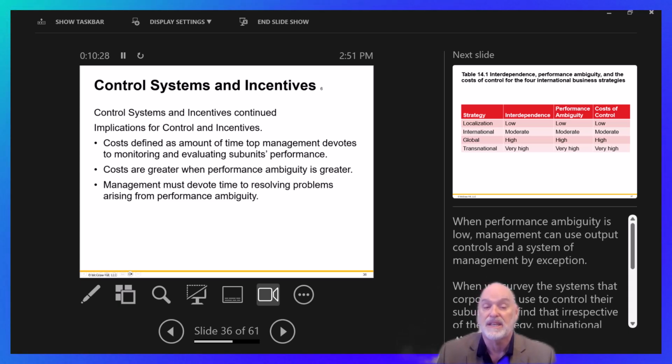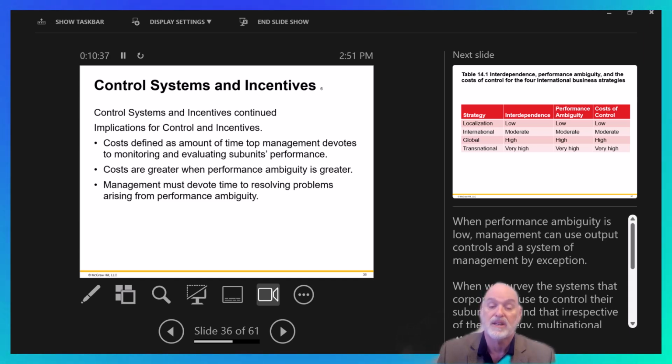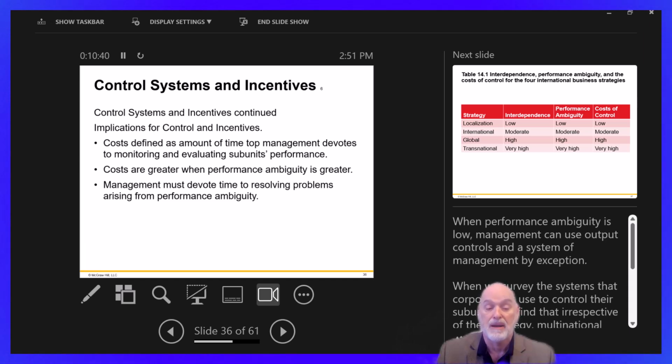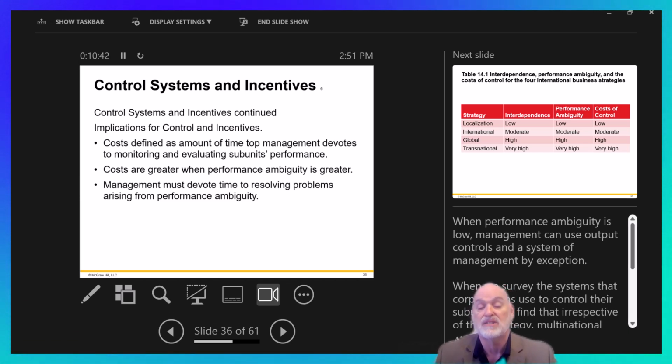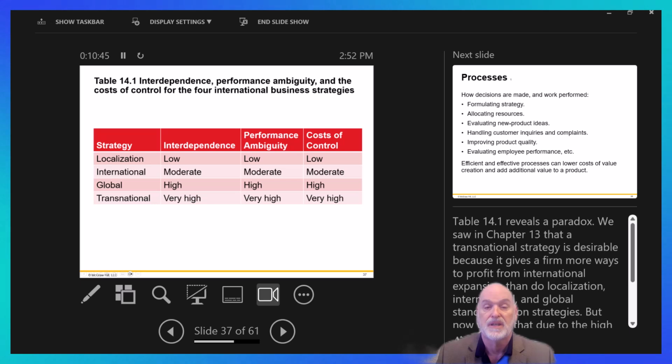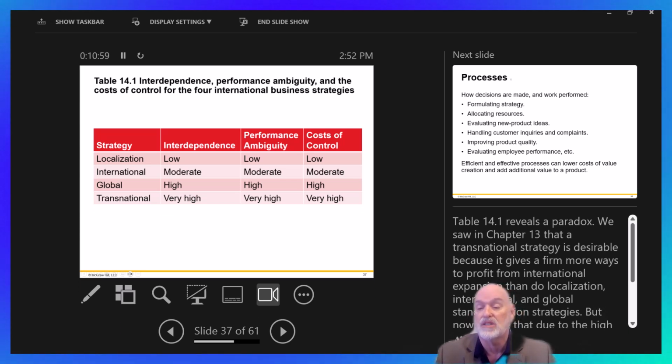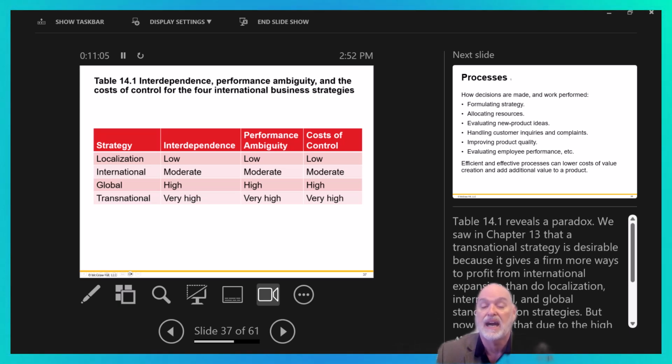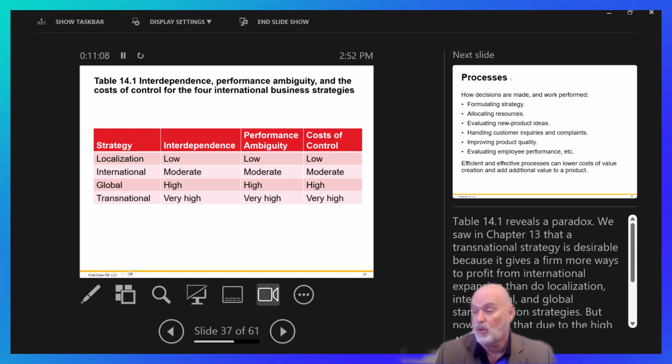Implications for control and incentives. Cost is defined as the amount of time top management devotes to monitoring and evaluating subunits' performance. Costs are greater when performance ambiguity is greater, and management must devote time to resolving problems arising from performance ambiguity. Here we have a chart on interdependence, performance ambiguity, and the cost of control for the four international business strategies. For localization, interdependence is low, performance ambiguity low, and cost of control low. International, moderate, moderate, moderate. Global, high, high, and high. And transnational, very high in all categories.